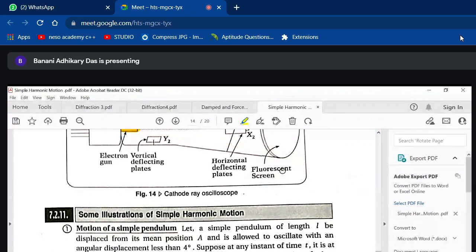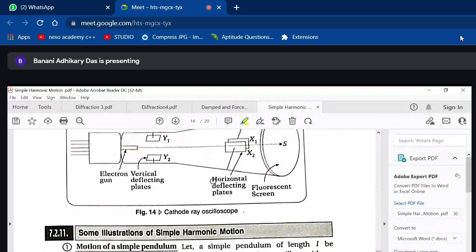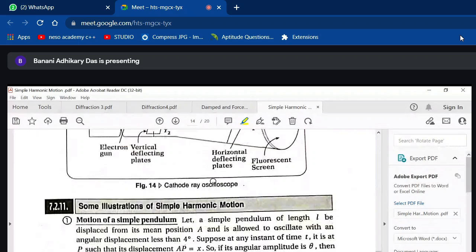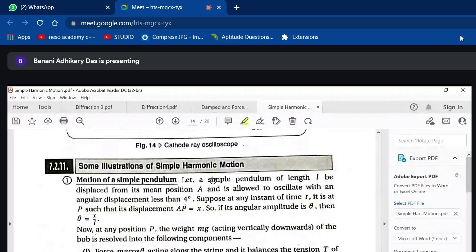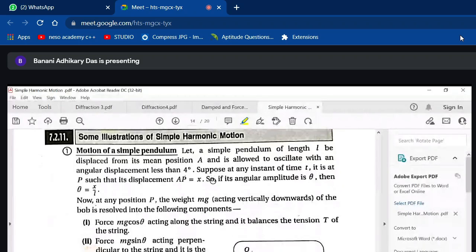Five illustrations of SHM. So we will be covering them one by one. In this class, we will be doing it continuously, right? So let us do it. So what is it? First is motion of a simple pendulum. All of you know this, but still we will be discussing this in a little bit more detail.